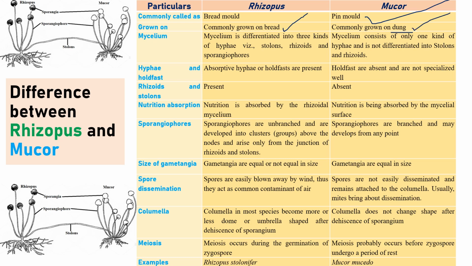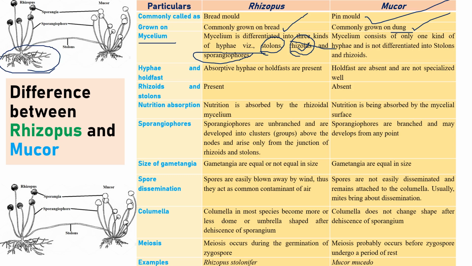When it comes to mycelium, in the general characters of fungi we might have discussed this: mycelium is differentiated into various other things, in order to get special functions or special requirements done. So in the case of Rhizopus, the mycelium is differentiated into three kinds. The first one is the stolons, second one is the rhizoids, and third one is the sporangiophores.